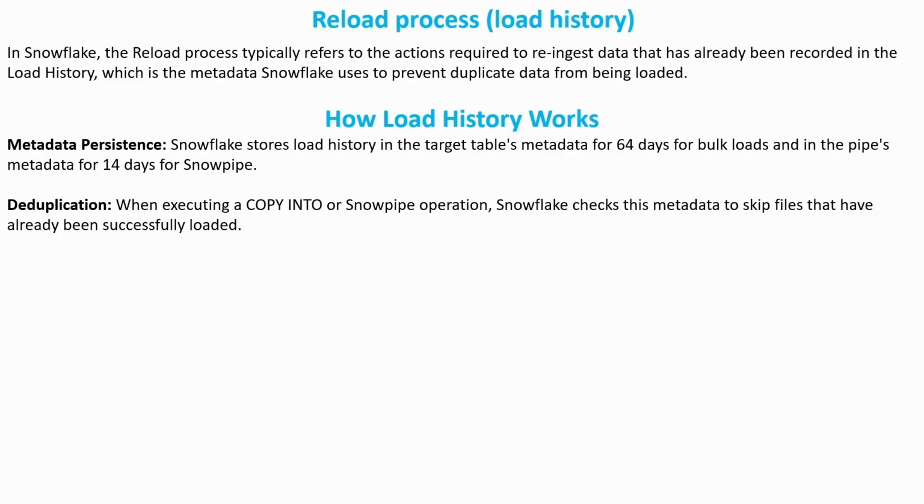This we had seen in our Snowpipe demo, where we had two files. One was processed and the second was going to be processed. Snowflake only processed the file which was not processed and it skipped the file which was processed. This it achieved using the metadata persistence.